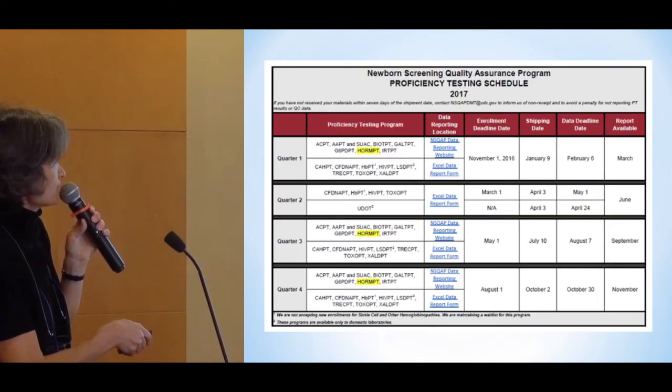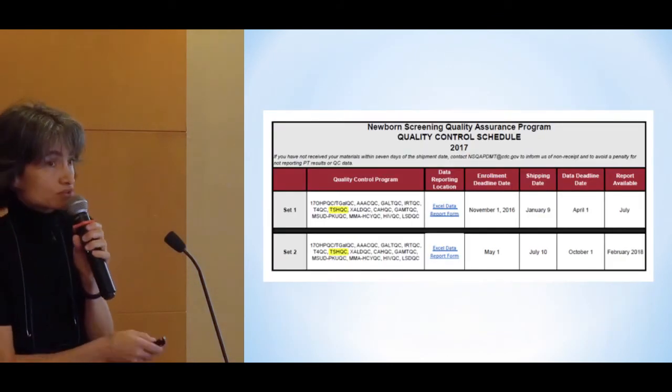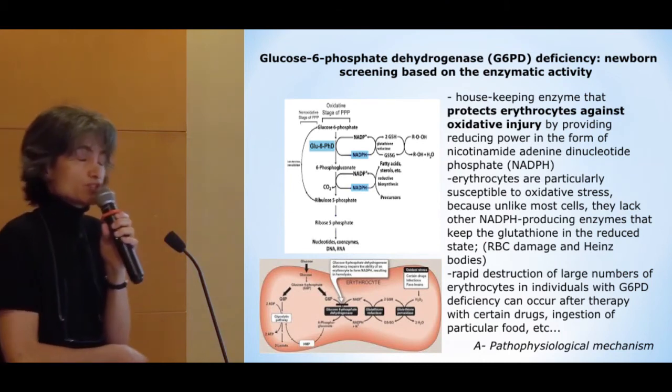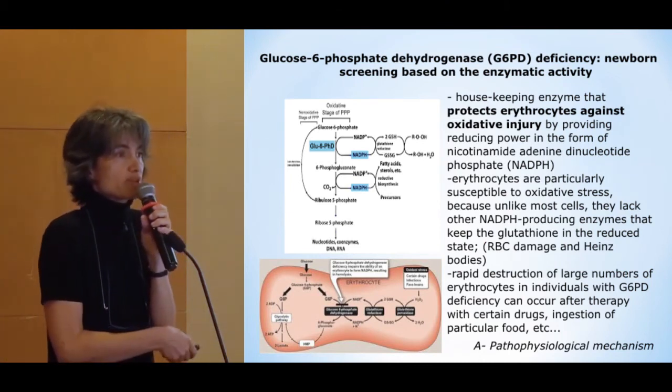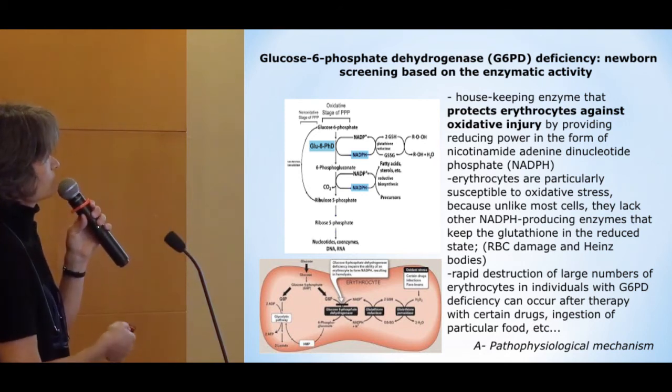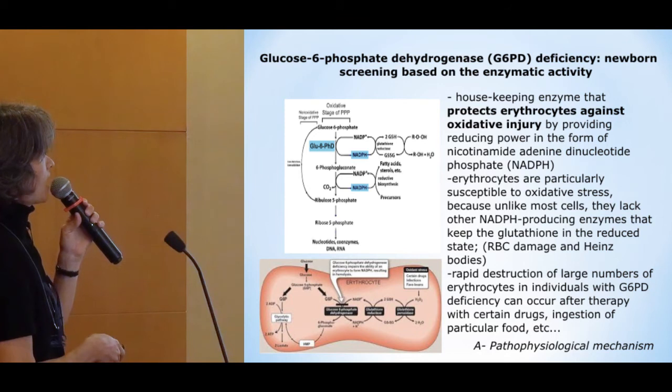This is just quality control that I recommend you participate in. We use the one issued by CDC, but there are so many. And we might skip to the glucose 6-phosphate dehydrogenase deficiency.